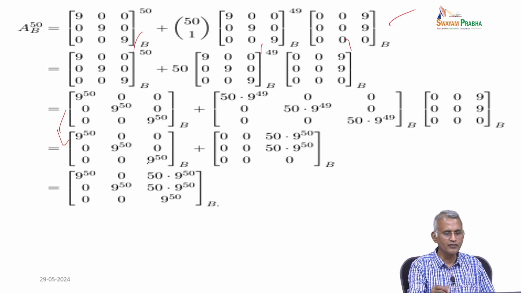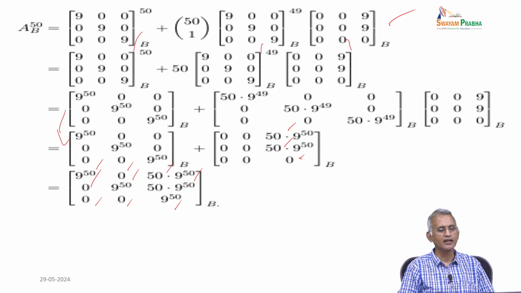And then this is the corresponding value of 9 power 50, 0, 0; 0, 9 power 50, 0; 0, 0, 9 power 50. This value we multiply, it becomes 0 in the first column, second column also 0, and in the third column only we have the value 50 into 9 power 50. And then add the corresponding entries. We have 9 power 50, 0, 50 into 9 power 50; 0, 9 power 50, 50 into 9 power 50; 0, 0, 9 power 50. So, this way we can calculate the power of 50 of the given matrix.